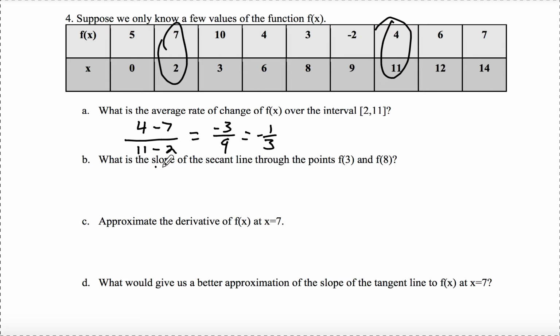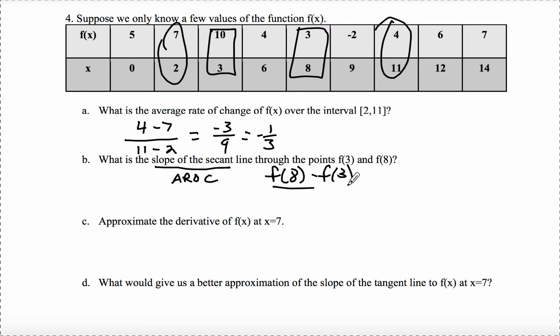The slope of a secant line is the same thing as the average rate of change. This is really the same thing. This time we want f(3) and f(8). So f(3) is here. f(8) is here. So f(8) minus f(3) over 8 minus 3. It's also really good to write out the function notation of this first, just so that your reader knows you know what you're talking about. So this would be 3 minus 10, f(8) minus f(3) over 8 minus 3 will give us -7/5.